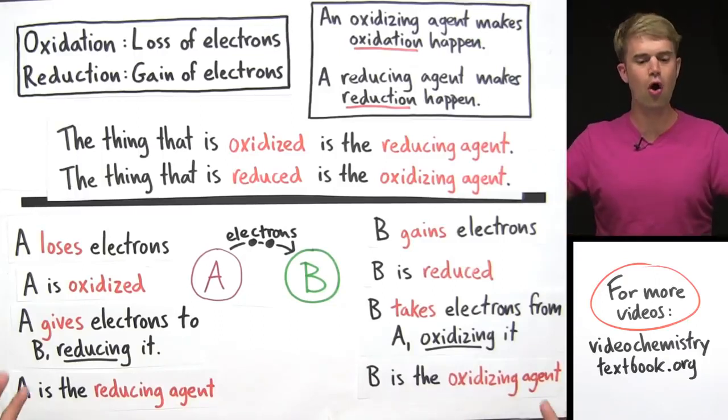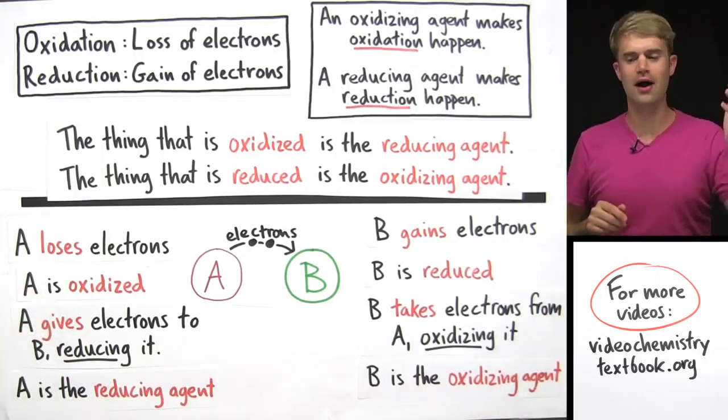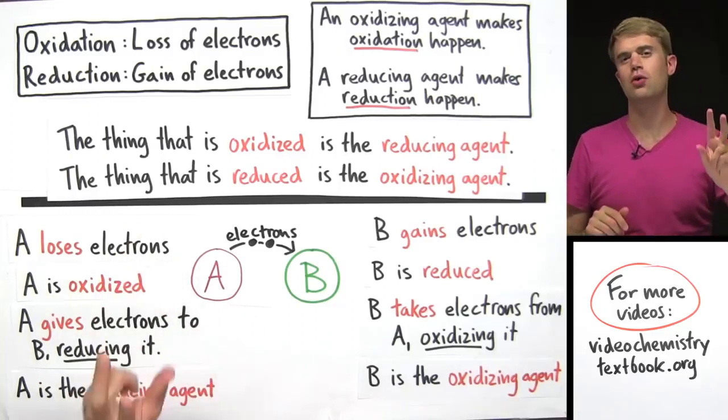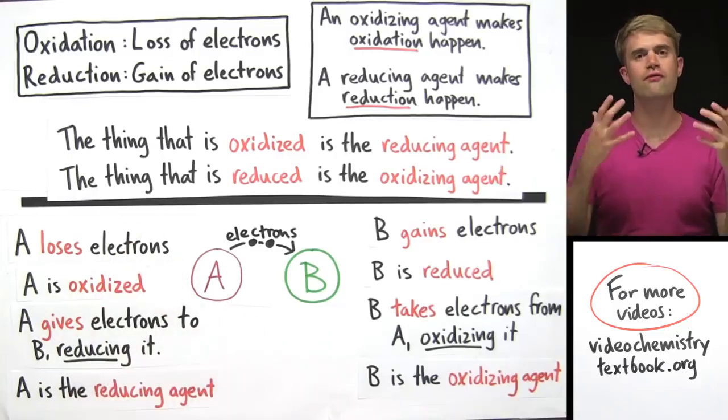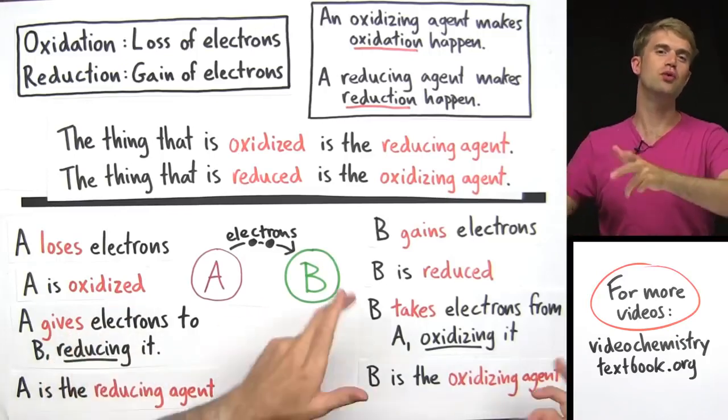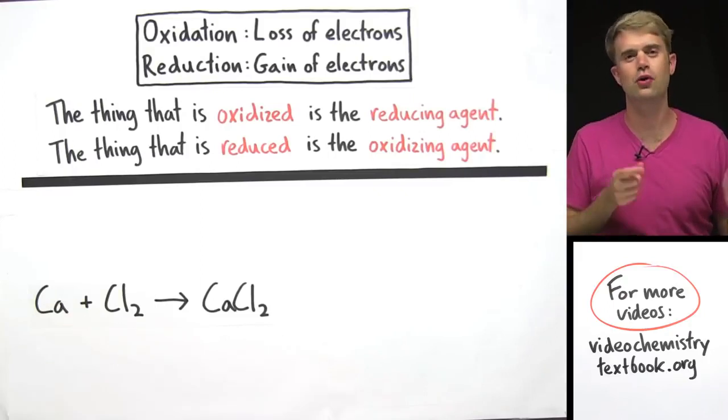Okay, so this is an overall view of what oxidizing agents and reducing agents are. Now I want to look at two chemical equations where we'll figure out what elements and compounds are the oxidizing agents and the reducing agents. So here I've got this chemical equation.